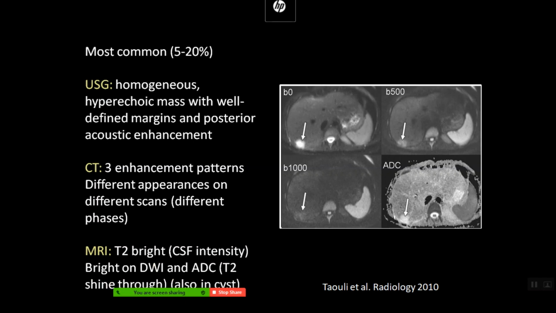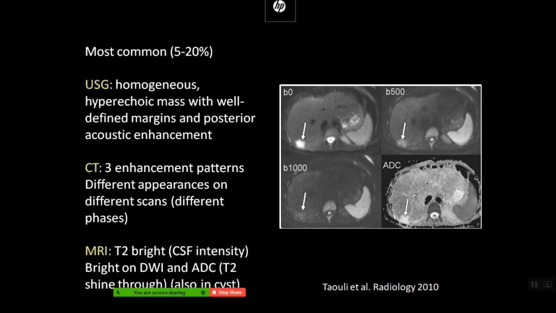Okay, and then what happens? They remain bright on diffusion in the B0 value, but then the value keeps dropping, right? On the higher B values, the T2 shine through effect goes down. In the cyst, it remains, right? So if this was a cyst, even on the B1000, it would remain equally bright. If this is a hemangioma, in the B500, B1000, you can start seeing a drop in the brightness. So the T2 shine through effect goes down on the high B value images in a hemangioma. It remains there in a cyst.